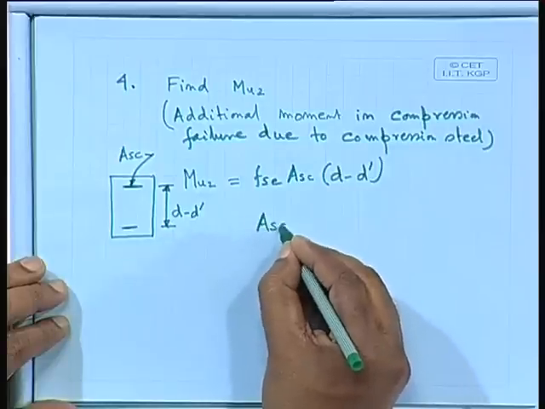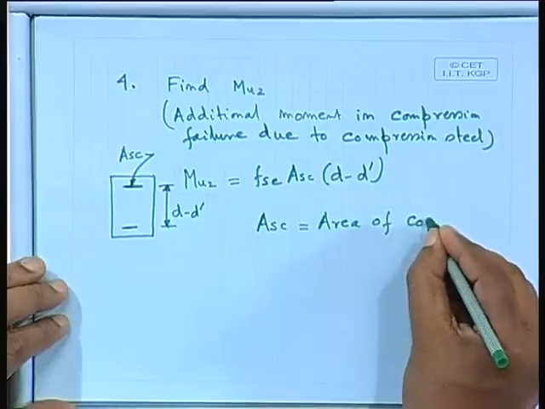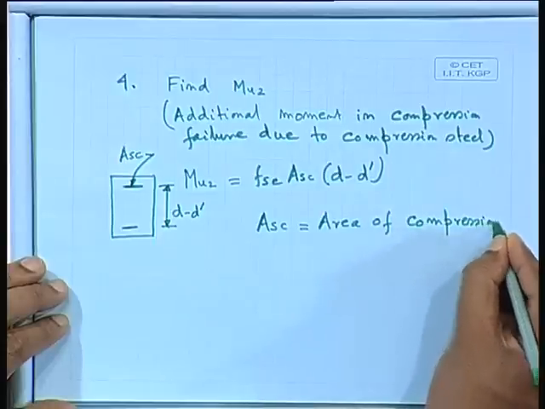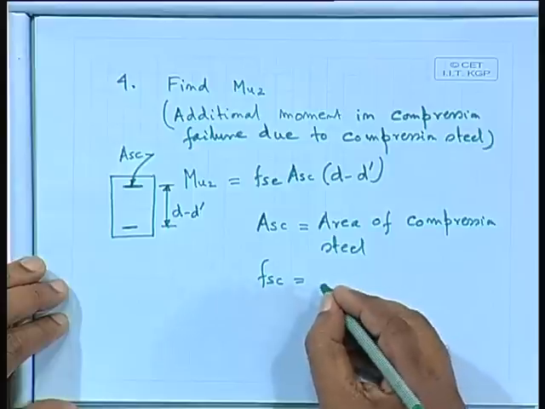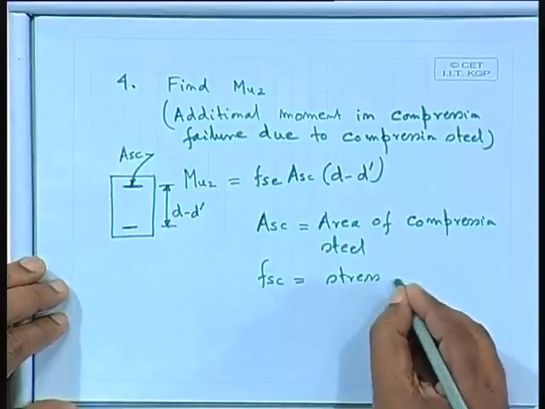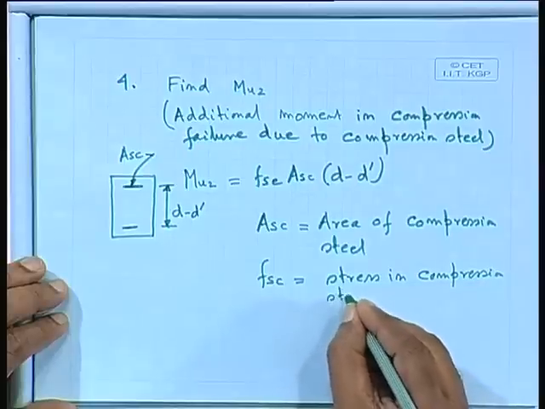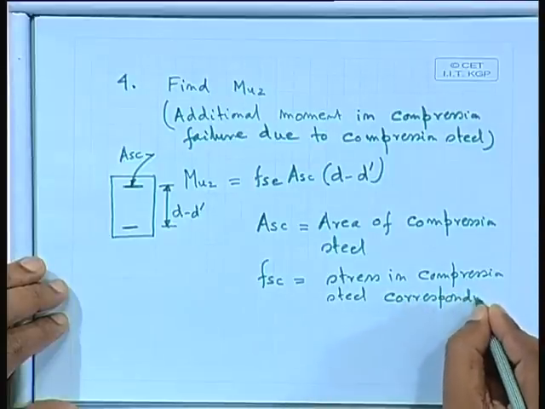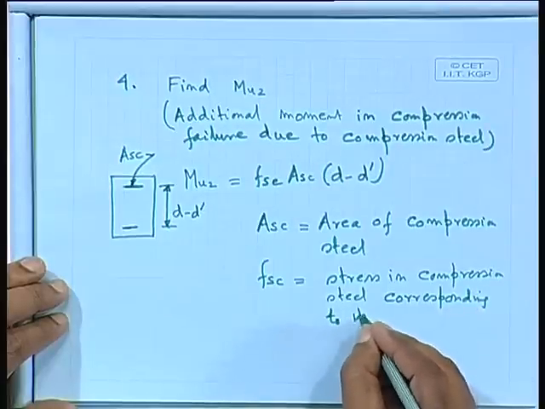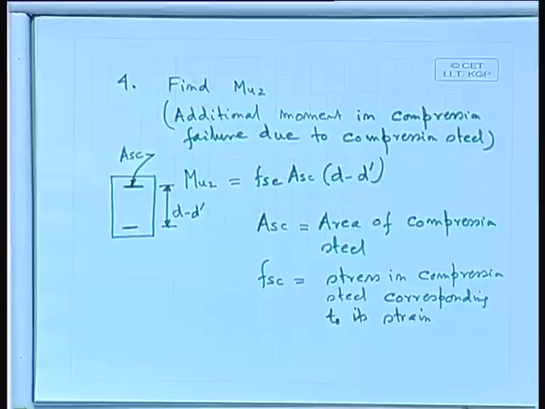Let us write down ASC, area of compression steel, and FSC, stress in compression steel corresponding to its strain. So, we have two parts, MU1 and the other part is MU2.